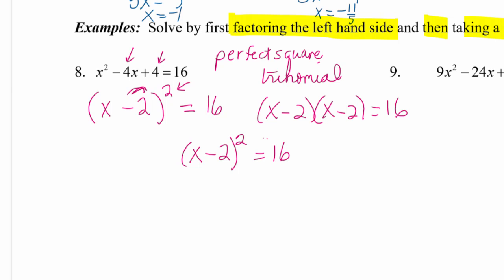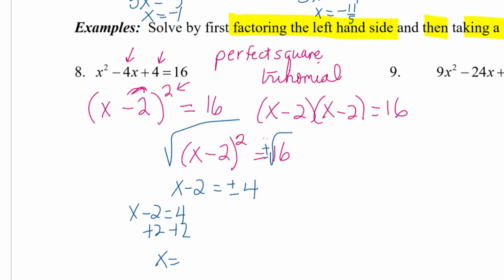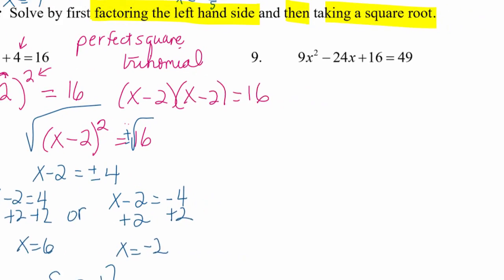So we're going to take square root of both sides. We're going to remember the plus or minus on the right. So square root, plus or minus square root 16. Okay, so here we get x minus 2 equals plus or minus 4. And then we're going to split this up. x minus 2 equals positive 4. Add the 2, add the 2, x equals 6. Or x minus 2 equals negative 4. Add the 2, add the 2, x equals negative 2. So those are my 2 answers, negative 2 and positive 6. Okay, let's go to 9.